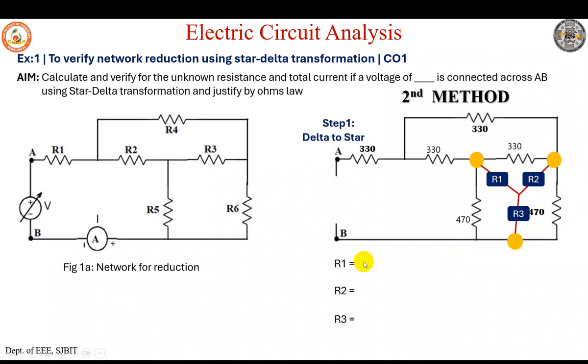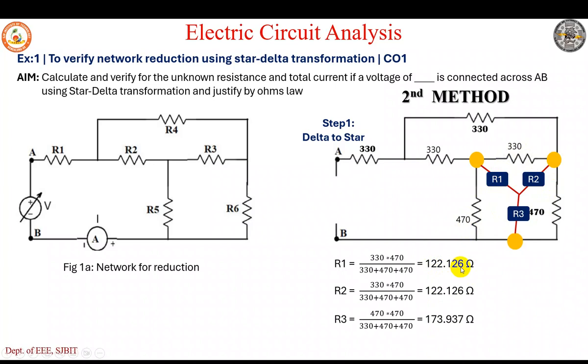Pause the video, write down the equations and the answers for R1, R2, R3. Then you can unpause the video to check your answers. I hope you have unpaused and got the right answers. The equations for R1 are from delta to star, the known delta to unknown stars, right? So unknown star R1 is the sum of these two, which are in contact: 470 into 330 divided by 330 plus 470 plus 470 will give us 122.126. Similarly for R2 and R3.